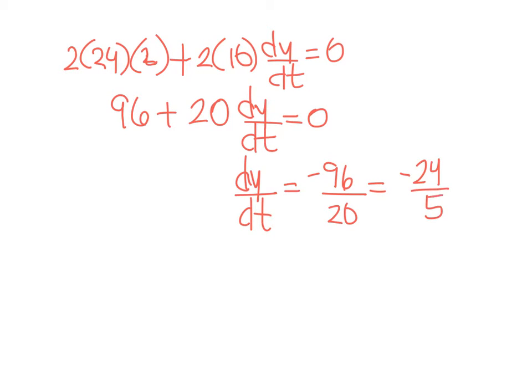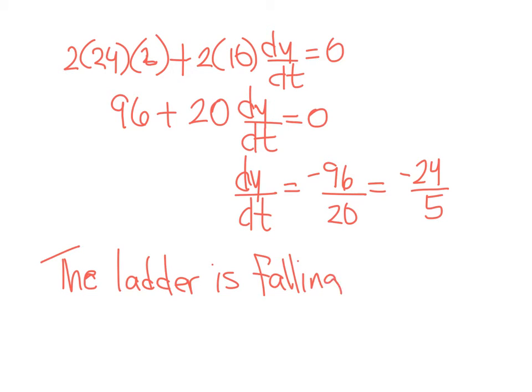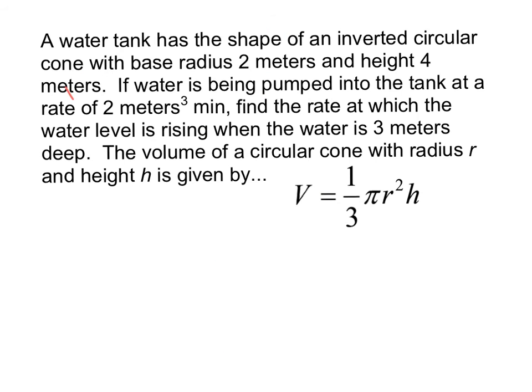Now when you write your answer, the question was, what is the rate the ladder is falling? Notice it's a negative, which makes sense because the direction is down. So the ladder is falling at negative 24 over 5 feet per second. So there is our first problem. Now let's move on to the second problem.